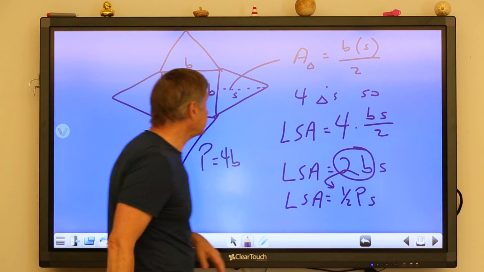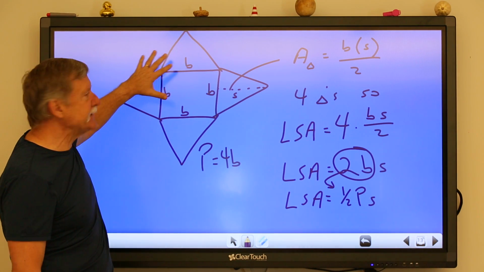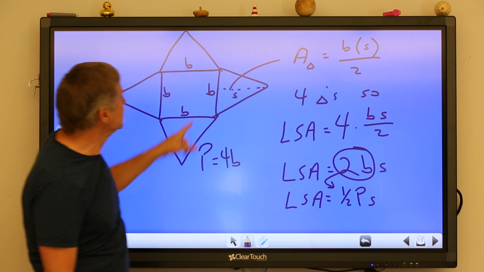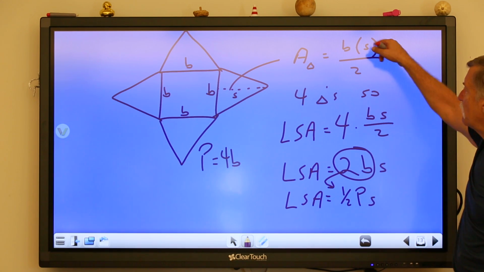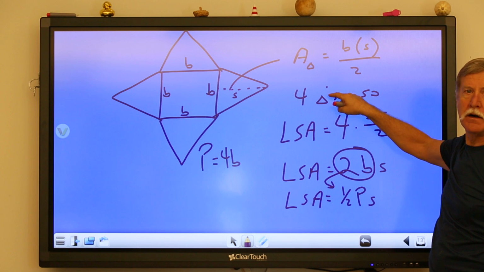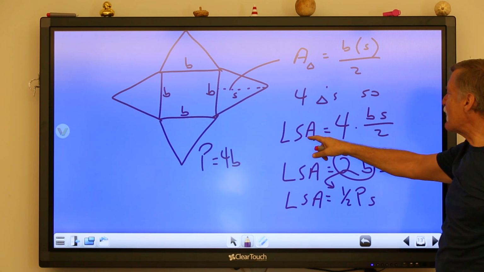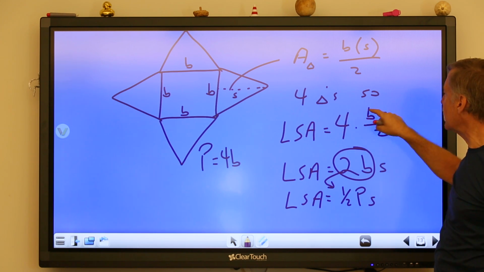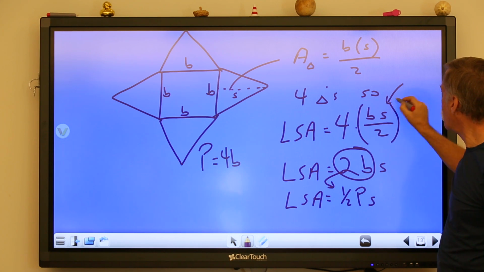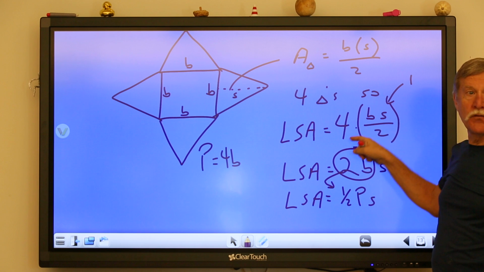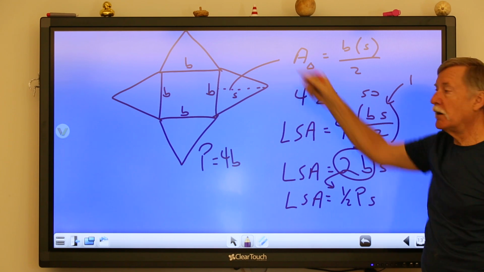All right? So if we go back to our net of the pyramid, we see that the area of one of these sides is base times slant height divided by 2. But there's 4 of these triangles. So the lateral surface area is going to be 4 times the base times the slant height over 2, right? This is the area of one of them, and there's 4 of them. 1, 2, 3, 4, right?